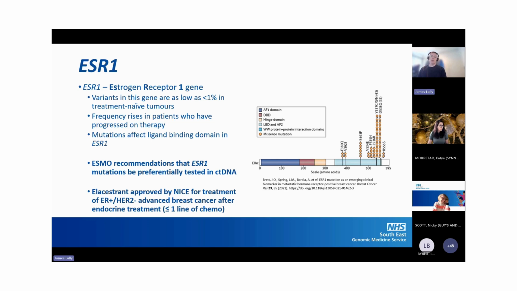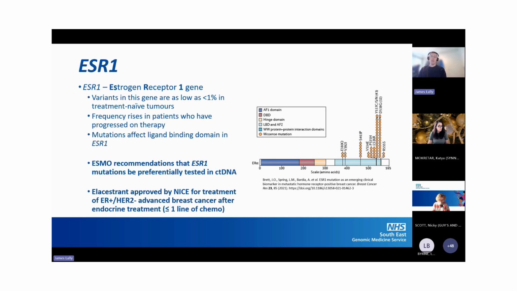The majority of the variants are found in the ligand binding domain and are responsible for dimerization activation in the absence of estrogen, leading to the protein being constitutively active, or turned on. ESMO recommendations are that this testing is performed using ctDNA and not tissue. Using ctDNA allows us to capture a more accurate snapshot of tumor heterogeneity in patients who are progressing, and the detection of low-level ESR1 variants, which are often subclonal.